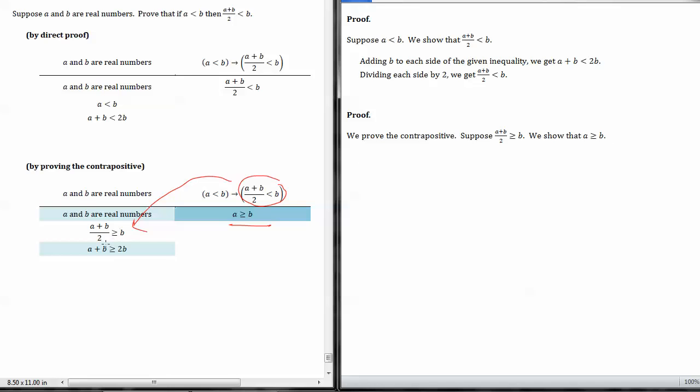And the other two steps were we multiplied each side by 2 and subtracted b from each side to get to our goal. So multiplying each side of the given inequality by 2, we get a plus b greater than or equal to 2b. And finally, subtracting b from each side, we get what we want, a greater than or equal to b. And now we're finished.